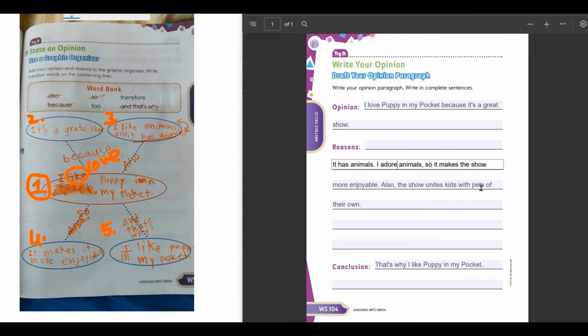So it makes the show more enjoyable. So the show unites kids with pets of their own. You could say here, instead of "unites," brings kids together with the pets of their own. Actually, I talked about this before. Okay, that's why I like Puppy in My Pocket. Or instead of "like," you could say, that's why I am very fond of Puppy in My Pocket. And we lost "in my pocket." See, pocket.